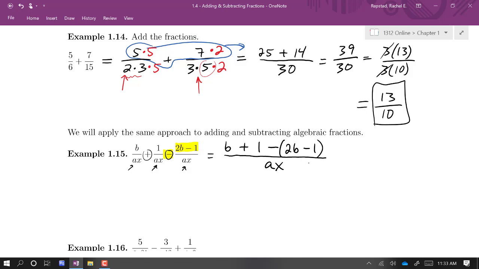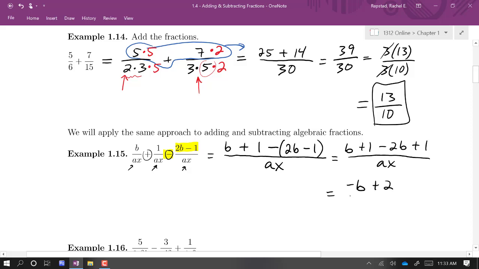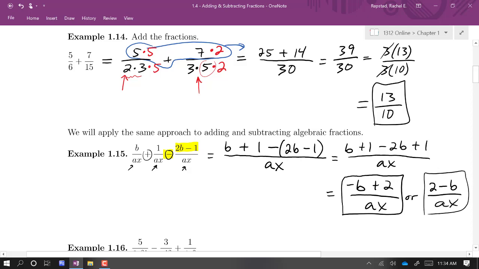Because I'm adding a bunch of stuff together and I want to combine like terms. So I'm going to distribute that negative, being careful with my signs. So now we have negative b plus 2 over ax. You could leave it like this. Some people like to start off with a positive term, so some people might choose to write this as 2 minus b over ax. Either is fine.